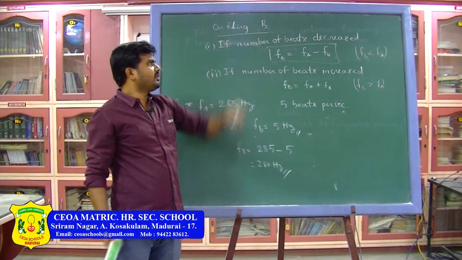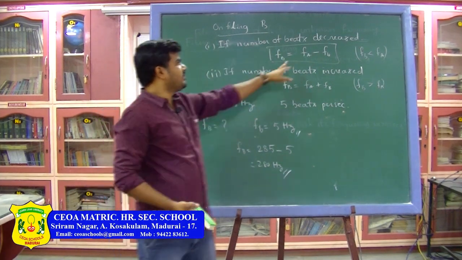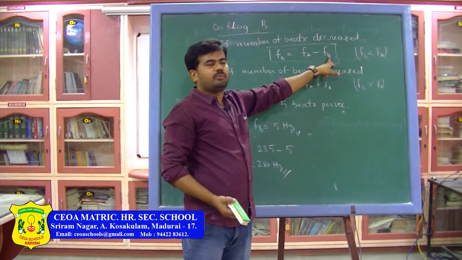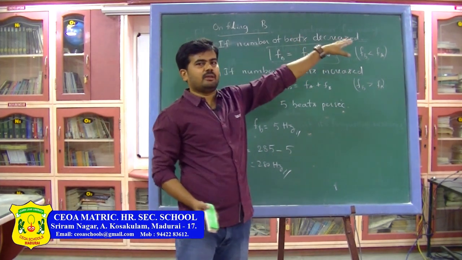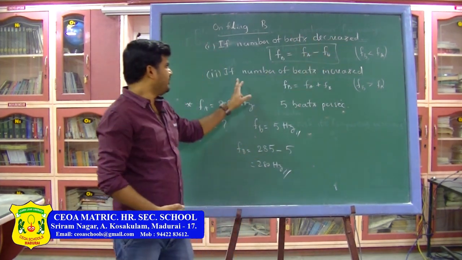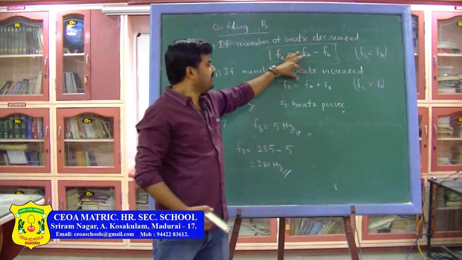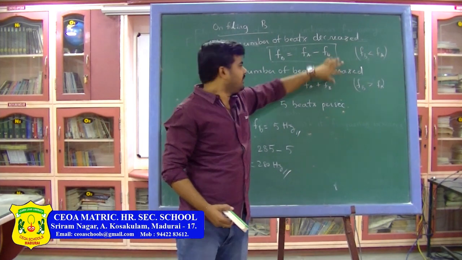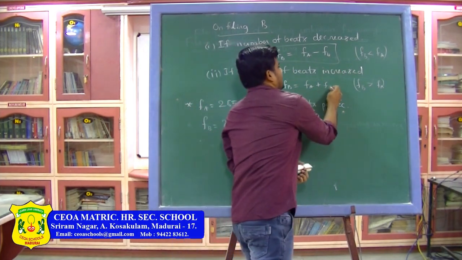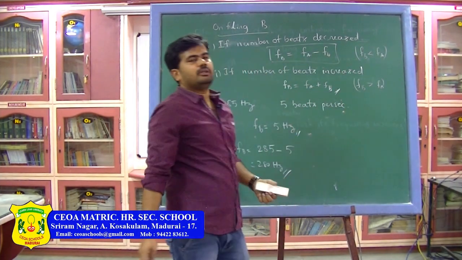If the number of beats is decreased, the unknown frequency is equal to FA minus FB, that is the given frequency minus the number of beats per second. And if the number of beats is increasing, then the unknown frequency is equal to the given frequency plus the beat frequency. So, those are the two cases.